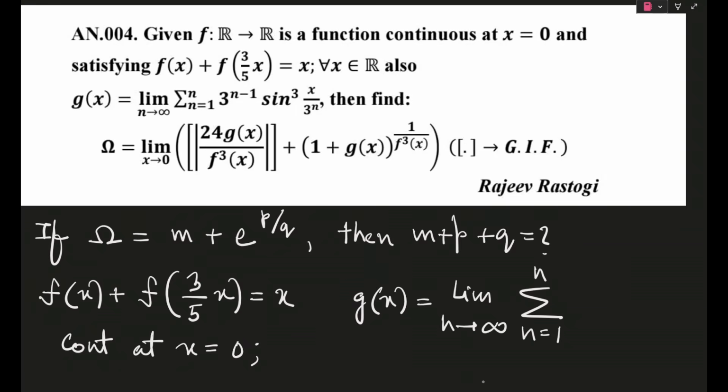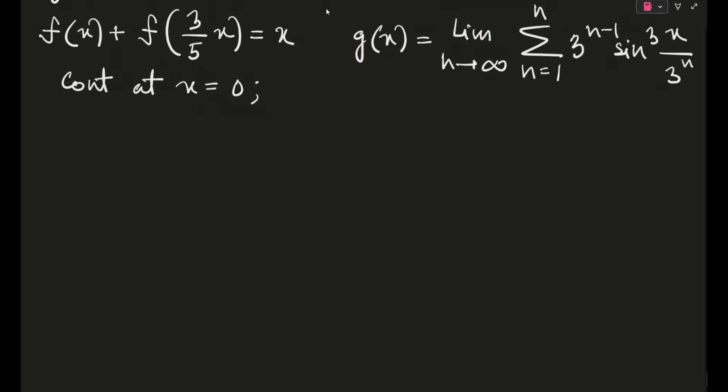This will be 3 power n minus 1 sine cube x by 3 power n. You understood what I said, right? This actually should be r equals 1 to n, and this complete expression should be in r. But because they have given it in terms of n, we are writing it like that. Let's not go against what is written in the question. So guys, right now I will change the screen and then start solving.